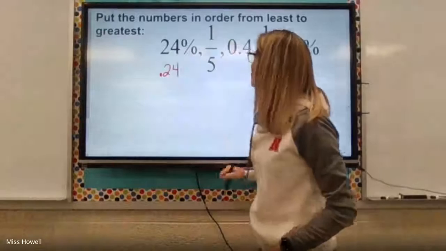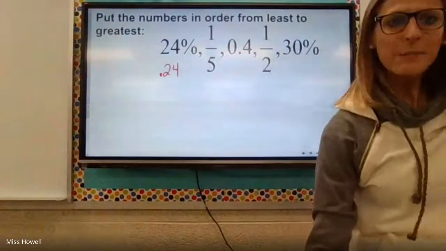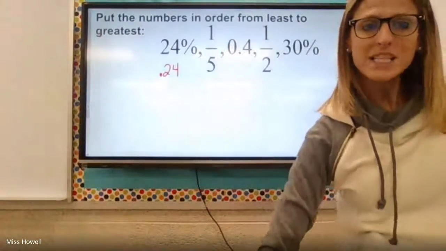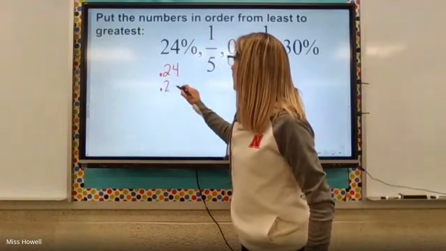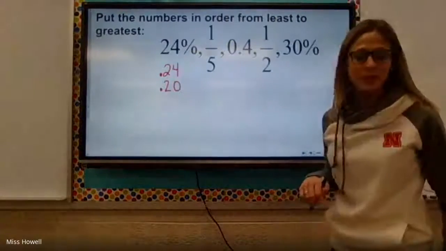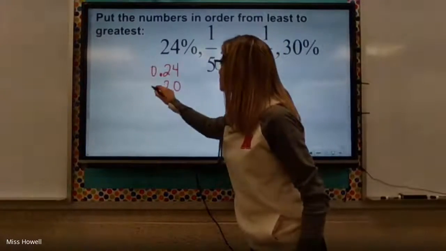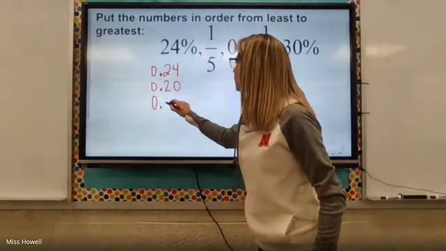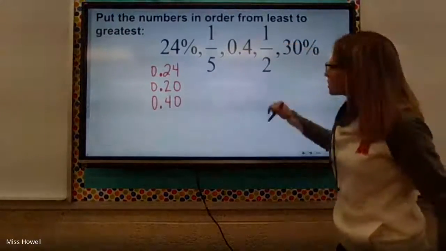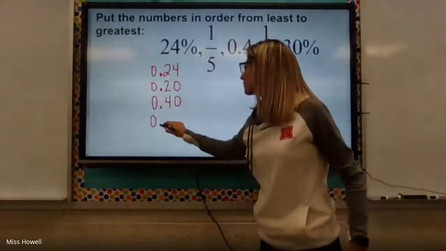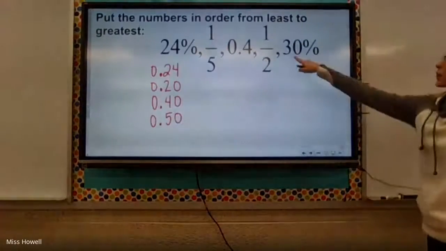0.24 would be this guy. All right, 1 divided by 5. That's the problem there. 1 divided by 5, which would give us a 0.2. All right, so I'm going to stack these up. 0.2, and I can add zeros there if I need as placeholders. All right, 0.4 is already good. 0.4. Again, I can put a 0 there as a placeholder. 1 divided by 2 is 0.5, 1/2. Again, I can put that 0 there as a placeholder if I think I need it.